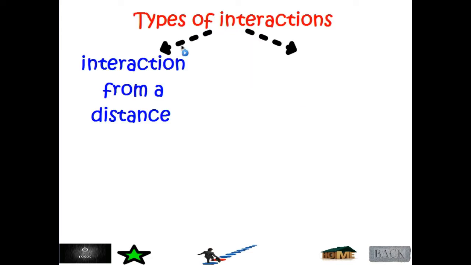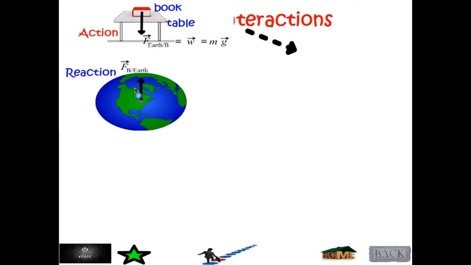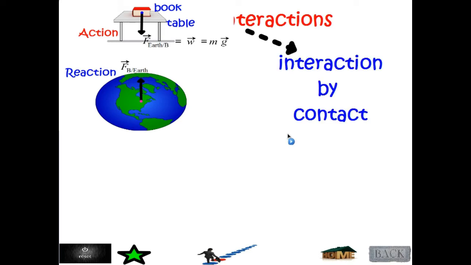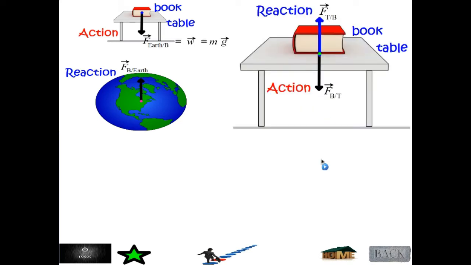So we can recognize two types of interactions. The first, interaction from a distance, as in the example we already did, the book with the Earth. And the second one, interaction by contact, the example of the book and the table. Here we need a contact point between them. For that we call it interaction by contact. Whereas in the example of the book and Earth, there is no need for a contact point. The interaction acts from a distance.